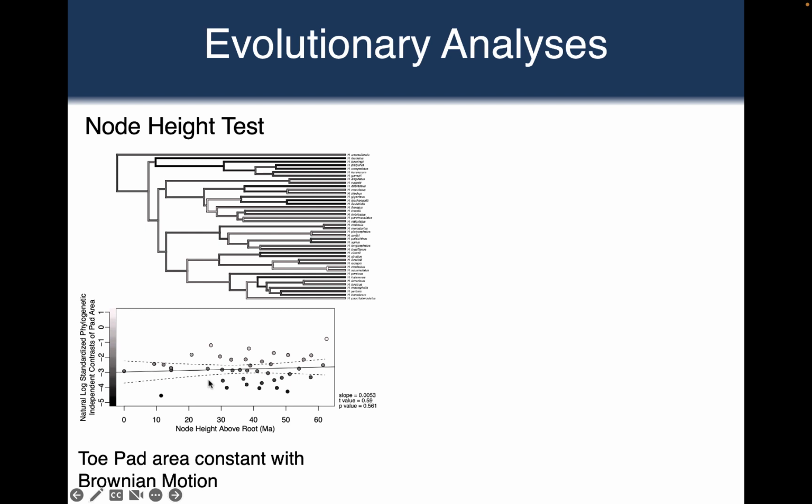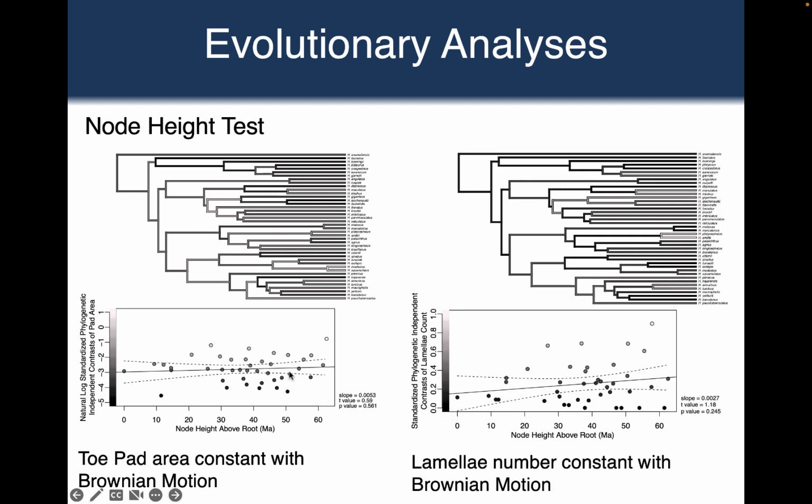So if we look at shape, we found a late burst model of evolution. If we redo those same analyses, but we do it with toepad area, we see a constant rate of change, suggesting Brownian motion. If we do the same thing with lamellae number, we see a constant rate, suggesting Brownian motion. So this is even more interesting. Why would toepad shape be a late burst model of evolution, whereas area and lamellae number are Brownian motion? Super cool. I'm not really sure how to interpret these results, but they're really neat. I'm really excited about them.